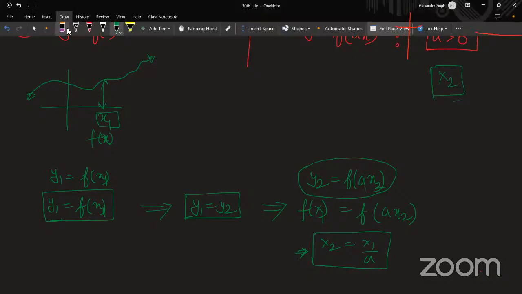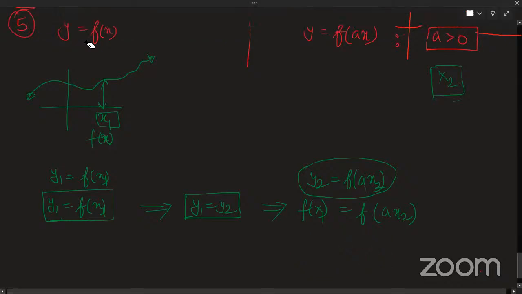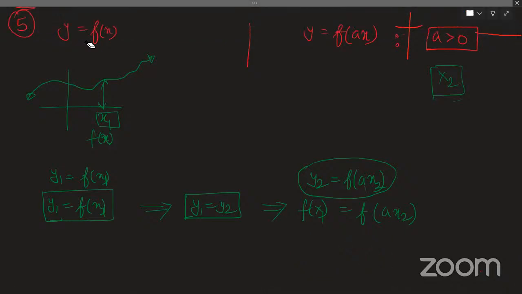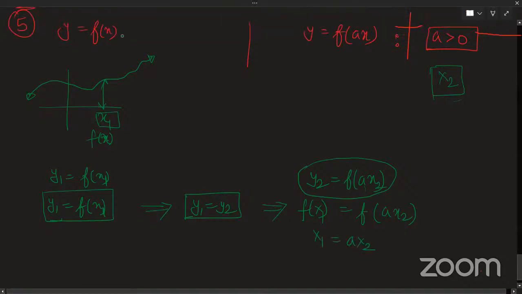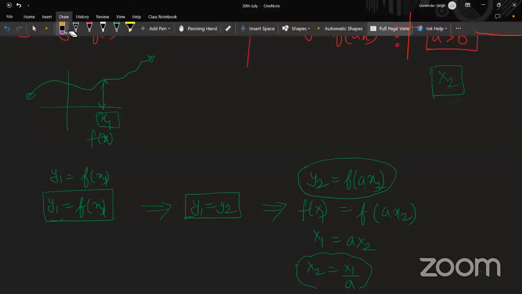Okay, how did this come? So remove f from both sides, just comparing the inputs. So my x1 will be equal to a times x2. So my x2 will be equal to x1 by a. Okay? Any doubts? No, sir. Sure?